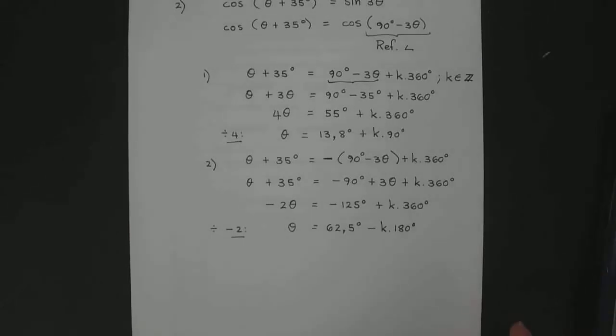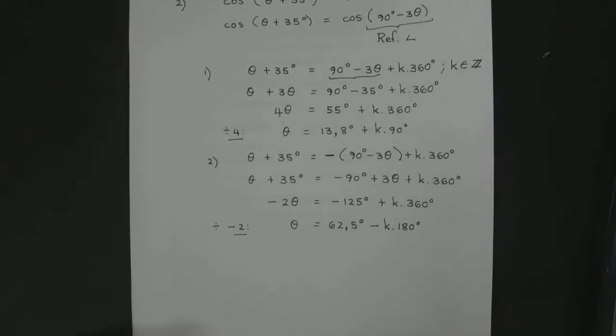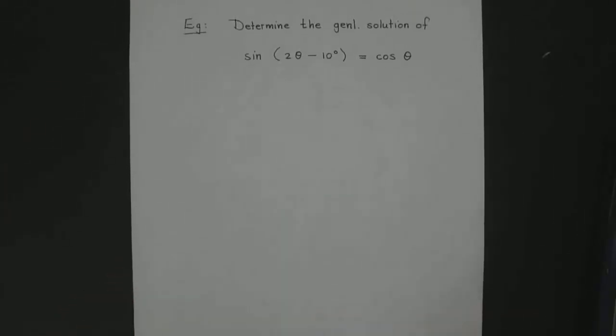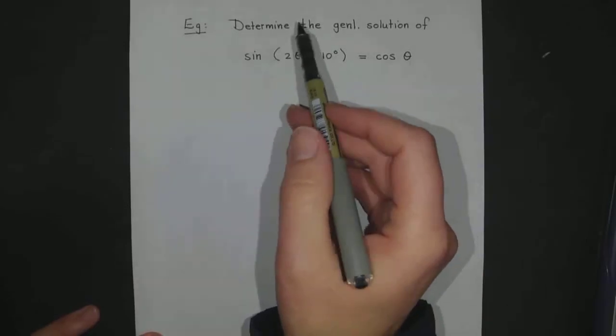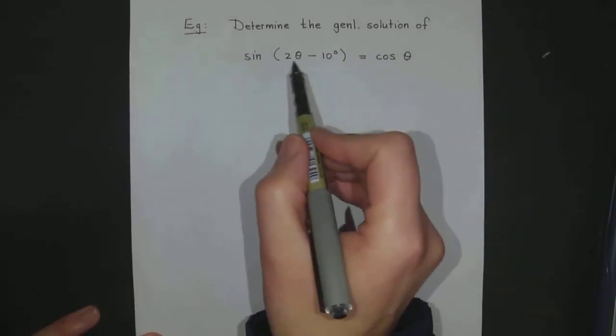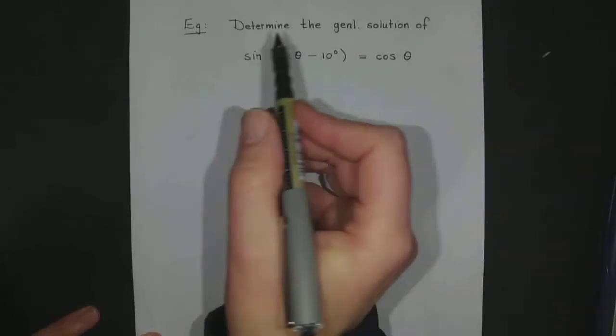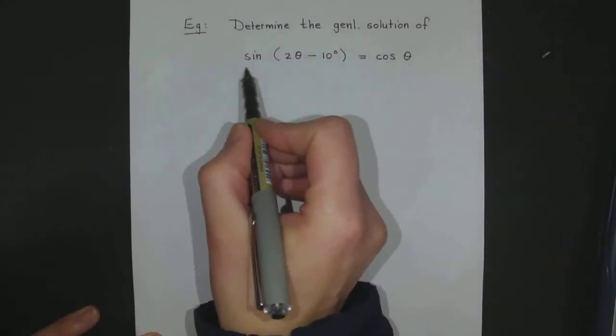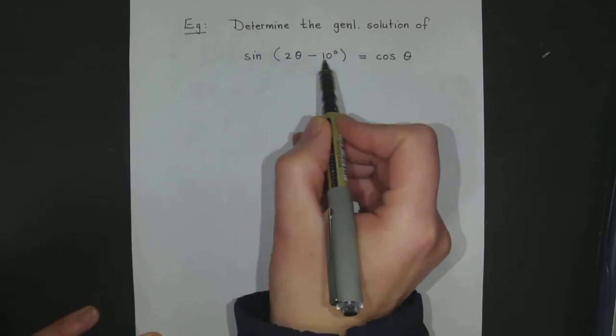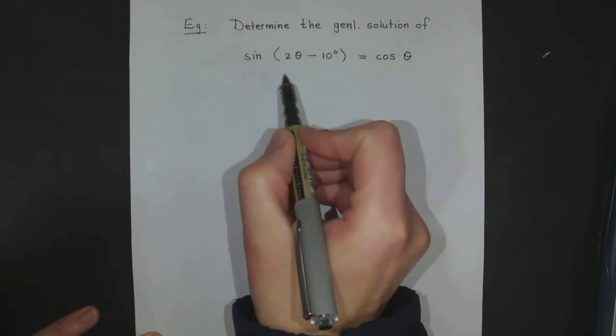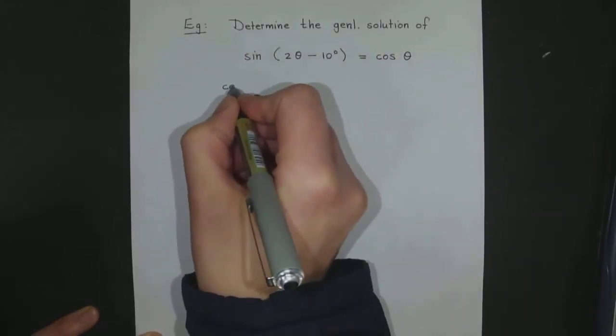Now I want to do one more example just to show you that sometimes it's a good idea not to change both of the functions to cos. Sometimes it's a better idea to change both of the functions to sine. So if you look at this one, determine the general solution of sine of 2 theta minus 10 degrees equal to cos of theta. If I wanted to change this one to cosine, I need to change this one to 90 degrees minus, but then it would look like this.